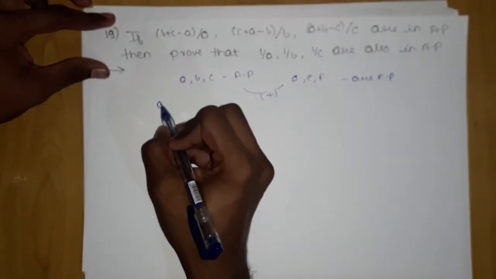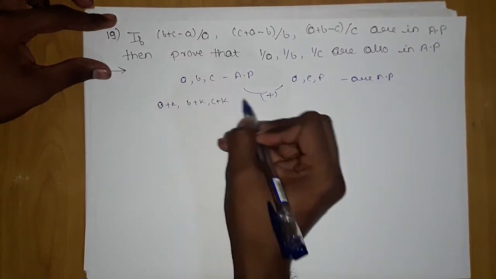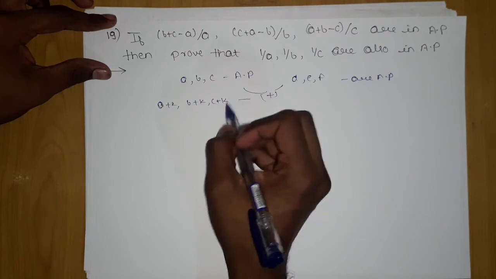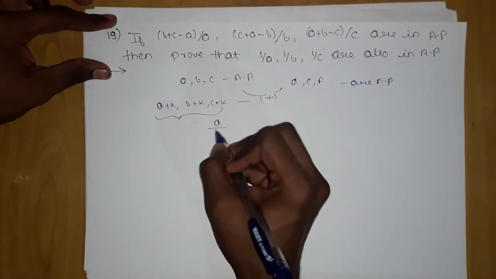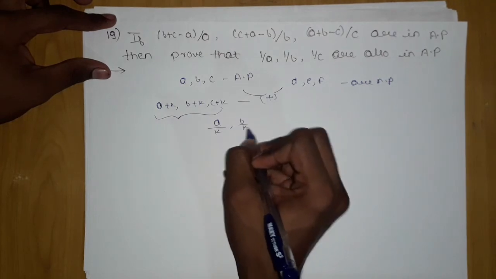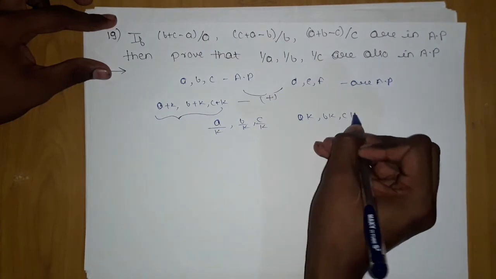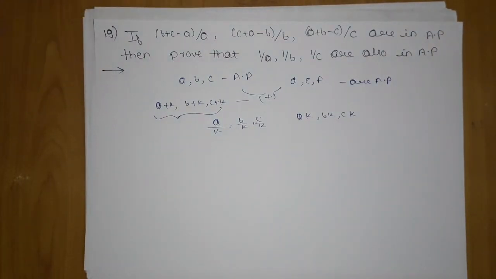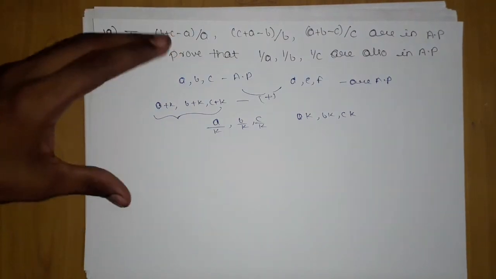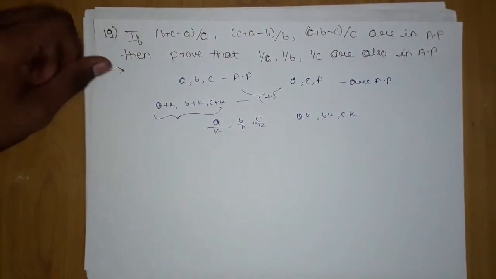And if I add some constant k to each term, a plus k, b plus k, c plus k, the new sequence will also form an AP. Similarly for division and multiplication: a by k, b by k, c by k, and ak, bk, ck will all be in AP. Now we want to prove that 1 by a, 1 by b, 1 by c are in AP, if this is in AP.